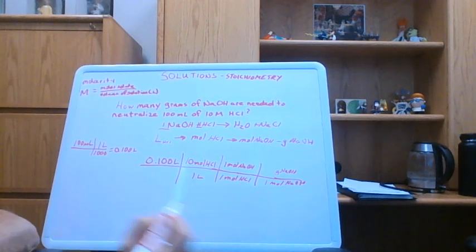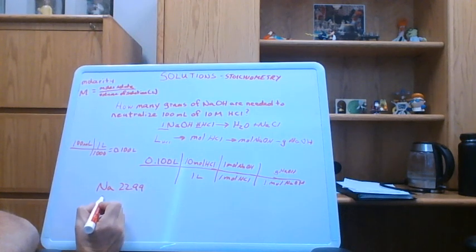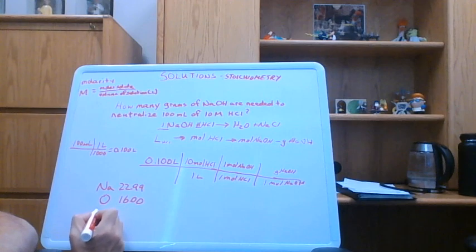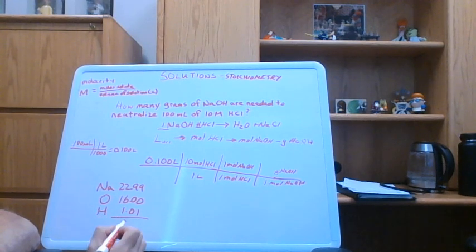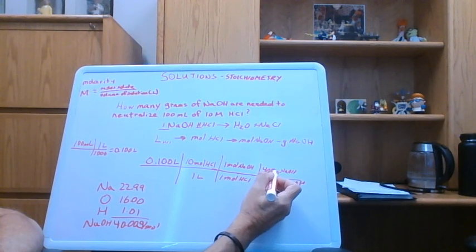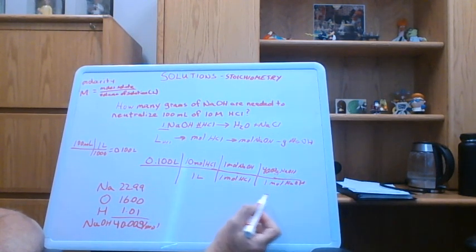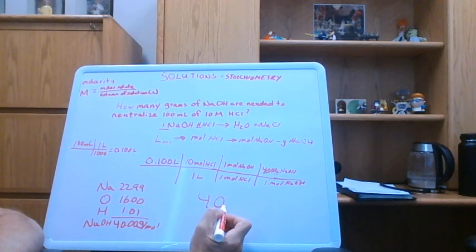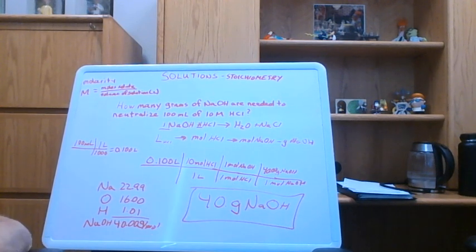Right, and we need to find the molar mass of that. So we have sodium, and we look at the periodic table and see that it's 22.99. We have 1 oxygen, which is 16.00. And we have 1 hydrogen in our sodium hydroxide, which is 1.01. We add those together, we get 40.00 grams per mole for sodium hydroxide. So 1 mole of sodium hydroxide weighs 40 grams, so there's 40.00 grams of sodium hydroxide in every mole of sodium hydroxide. We multiply across the top, divide by the bottom, and we should end up with 40 grams of sodium hydroxide is needed to neutralize that hydrochloric acid.